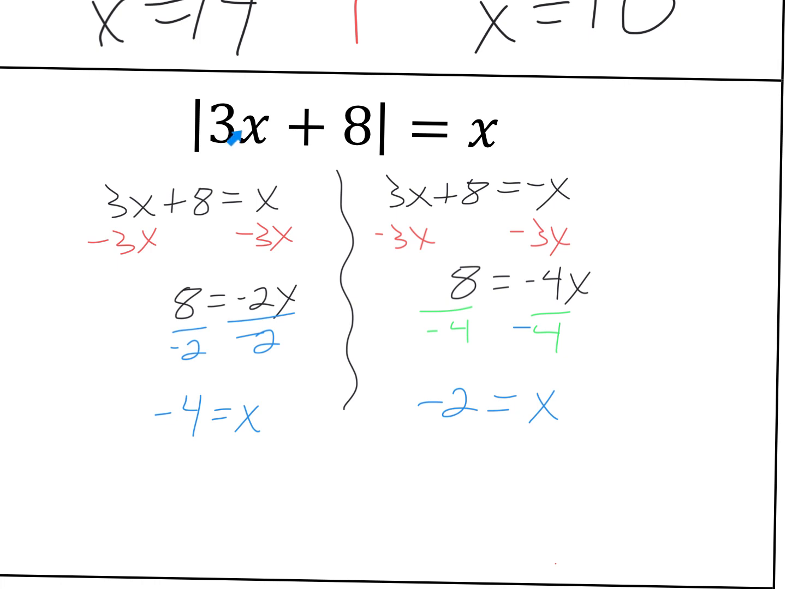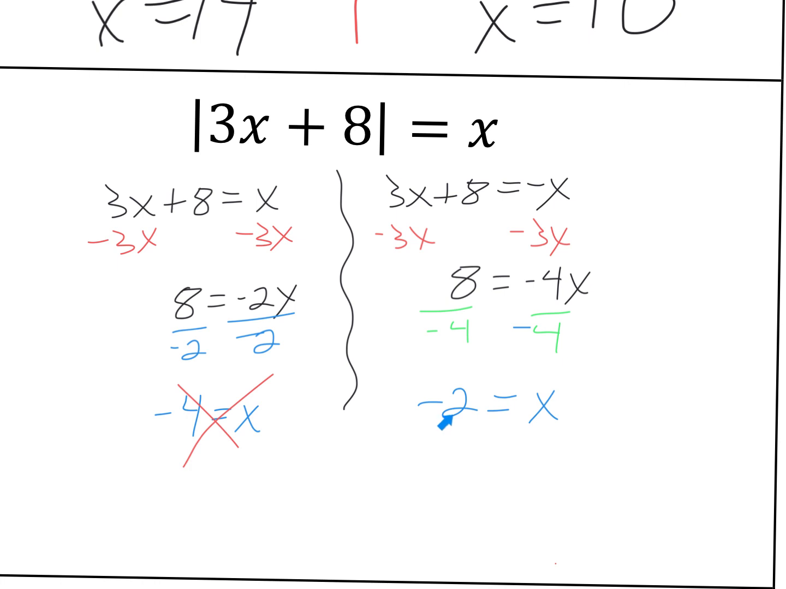Plug a negative 4 in here. 3 times negative 4 is negative 12. Negative 12 plus 8 is negative 4. The absolute value of negative 4 is 4. And does 4 equal negative 4? No, it does not. That one is out.